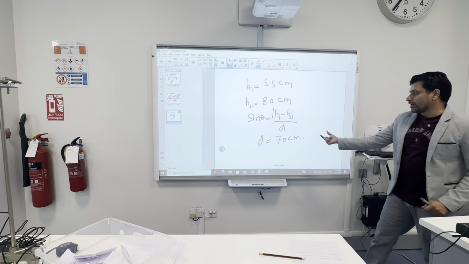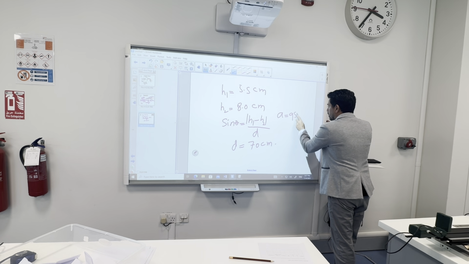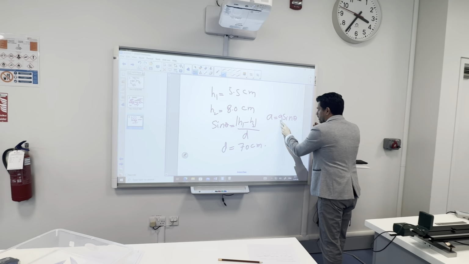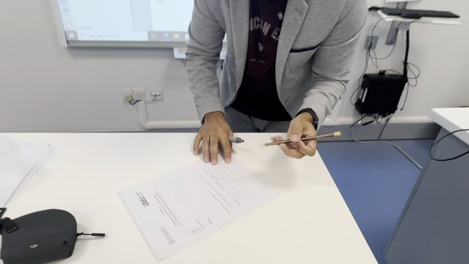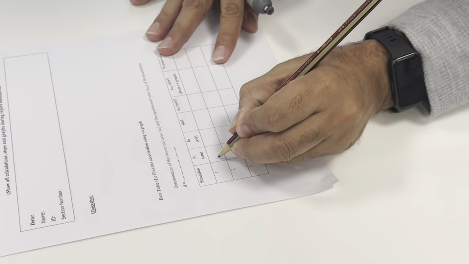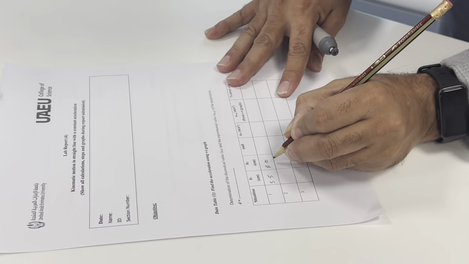When we substitute the values, we get a equals g sine theta. This is your theoretical value. Now we are going to substitute over here. Here h1 is 5.5 centimeters and h2 is 8 centimeters.